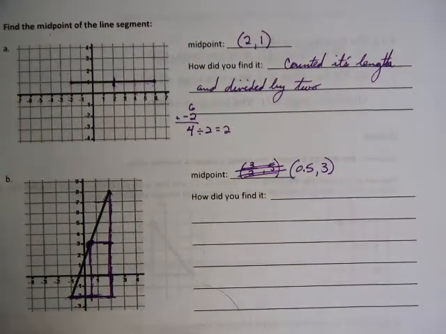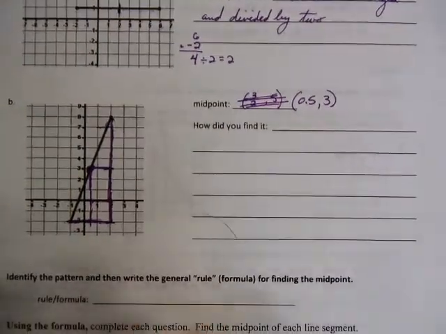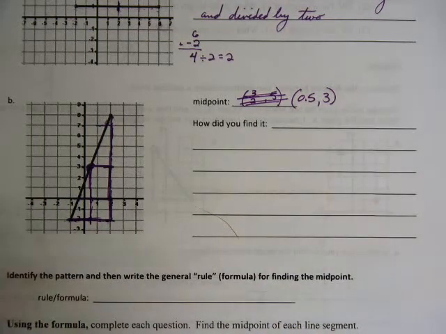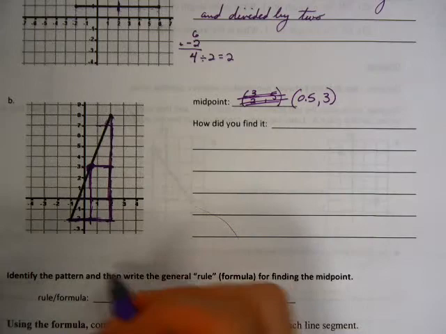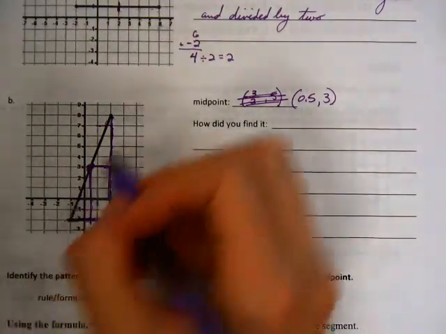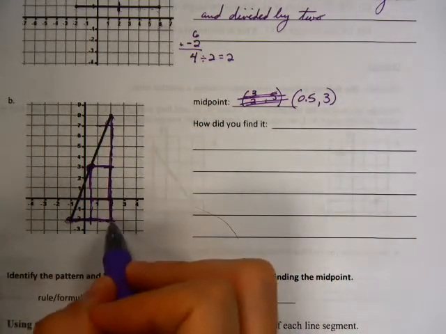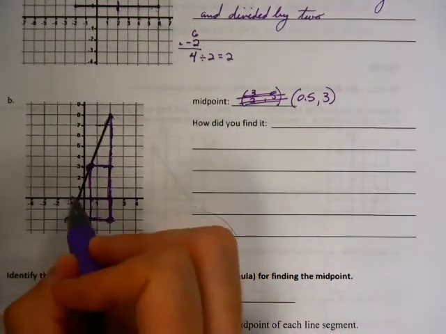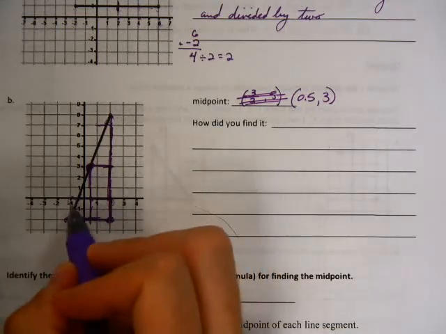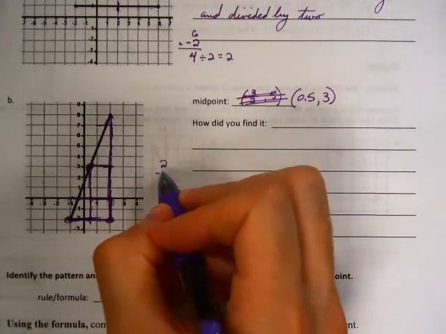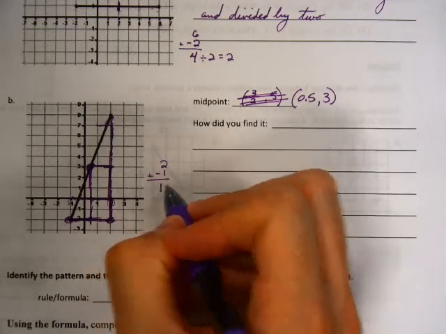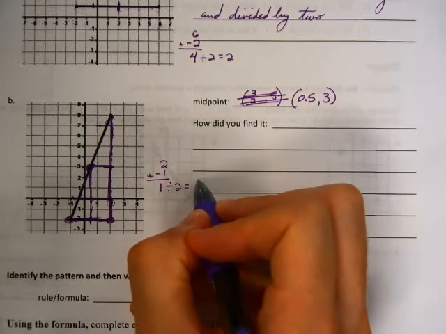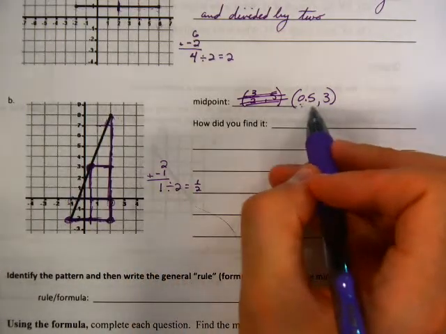Now, it says down here to identify a pattern and then write a general rule or formula for finding the midpoint. Well, I've already told you a general rule for finding the midpoint. What we could have done instead is add the 2 endpoints of the x value, so -1 and 2. I could have said, 2 plus negative 1, that gets me 1, and divide that in half, that gets me 0.5, or 1/2. And that's exactly what I got over here.